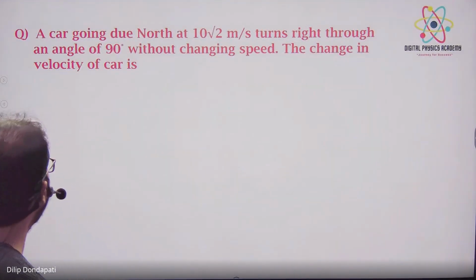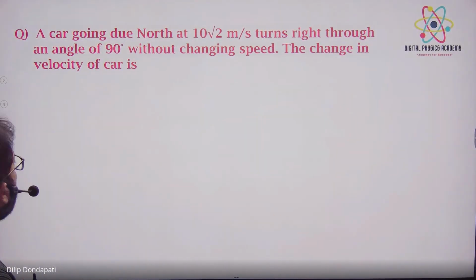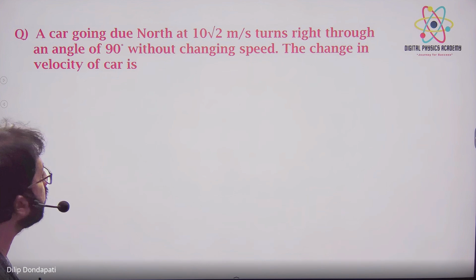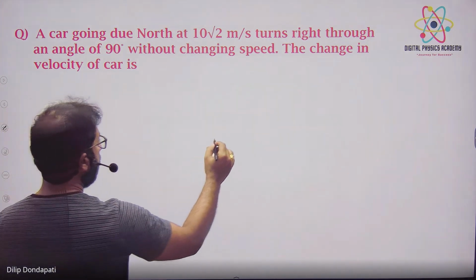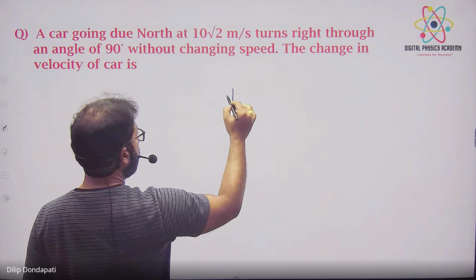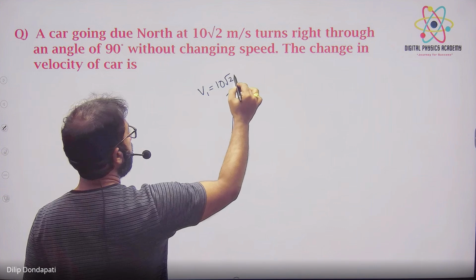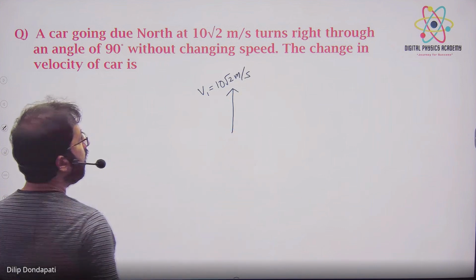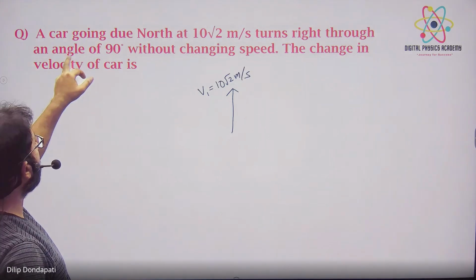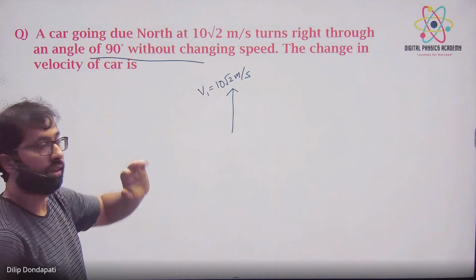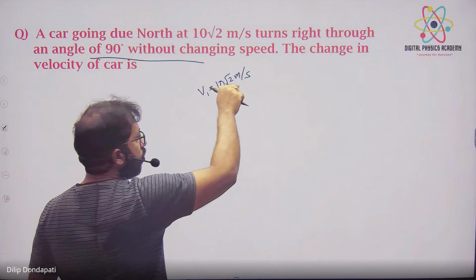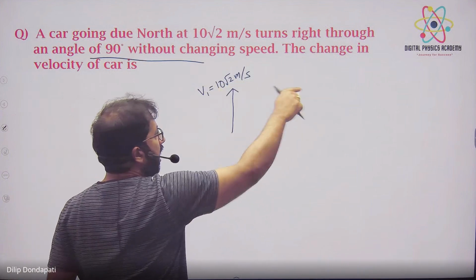In the video, a car going due north at 10 root 2 meters per second. Okay, initial velocity is what? North direction में जाता है. That is v1. 10 root 2 meters per second से जा रहा है. Turns right side through an angle 90 degrees without changing speed. इधर से ये इस तरफ घुमा, each direction घुमा with the same speed only.